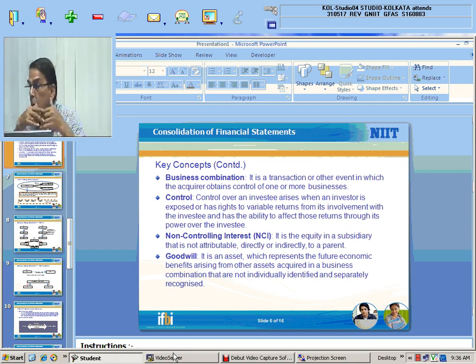We have discussed it in more detail, with great detail, in the earlier sessions. Goodwill is an asset which represents the future economic benefits arising from other assets acquired in a business combination that are not individually identified and separately recognized. So goodwill is an asset. Normally this asset is acquired through a business combination.